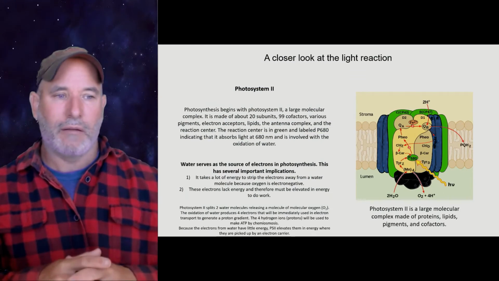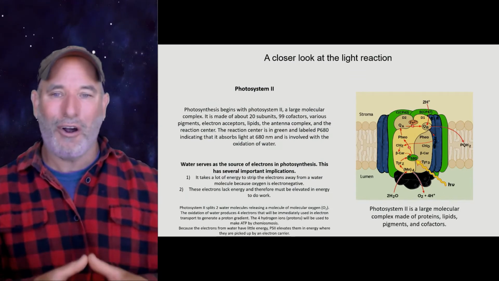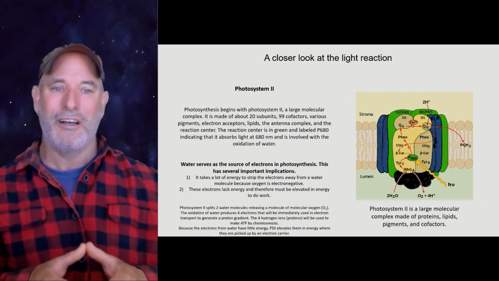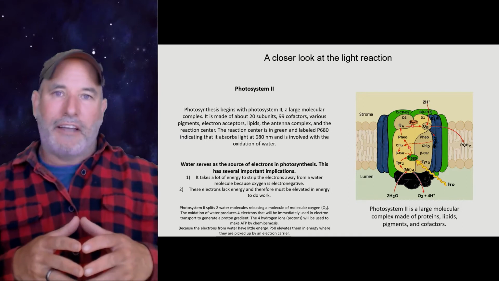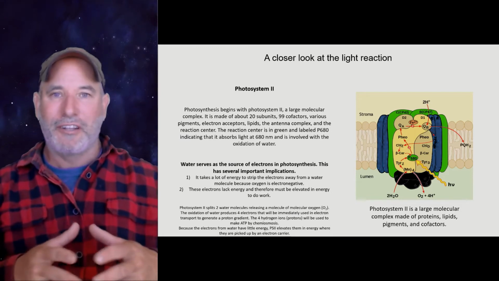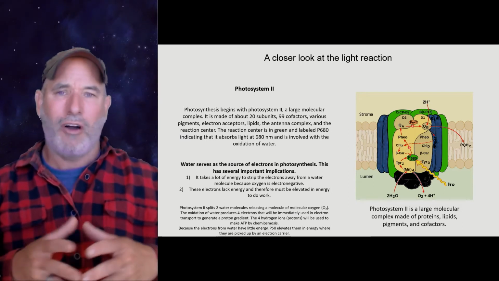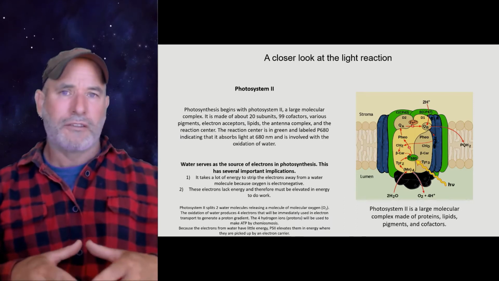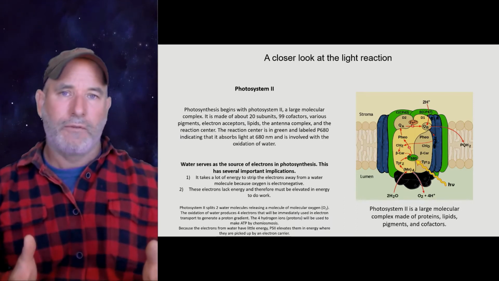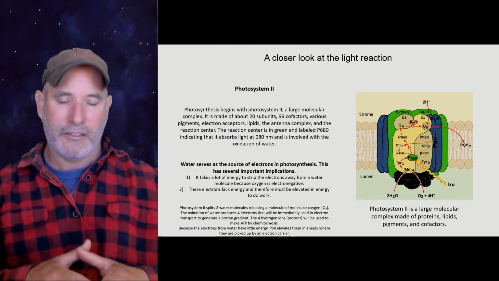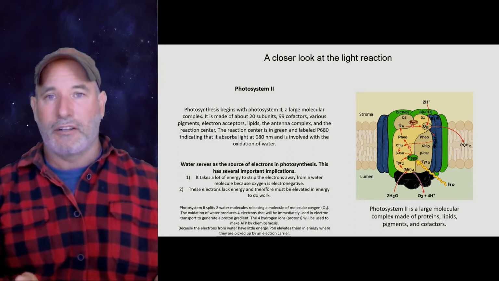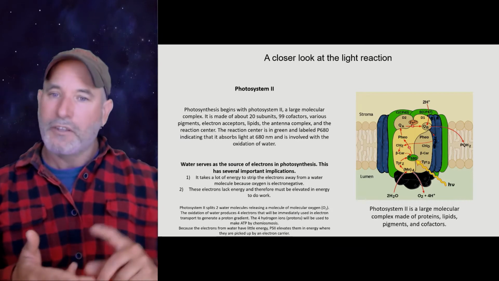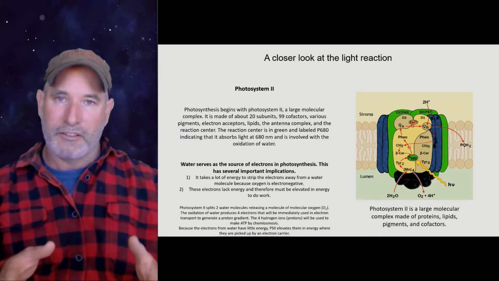Look at that diagram. Photosystem II is a large, complex molecule. It's got 20 different subunits, 99 cofactors. It has various pigments, electron acceptors, lipids, the antenna complexes. I mean, all of these things go together to form this really large Photosystem II. It's a large molecular complex. And like these photosystems, what it does is it elevates electrons in energy. But Photosystem II does a couple things differently.